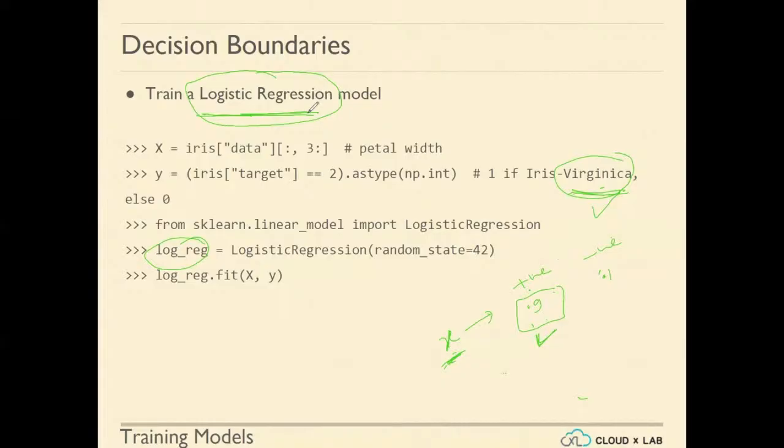Any other doubt? No, sir, it's clear. Softmax regression.